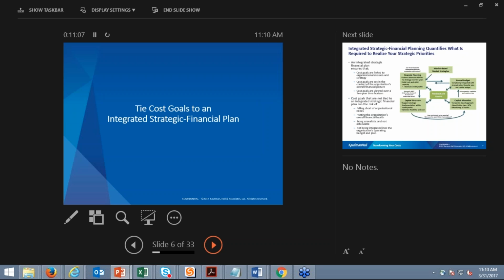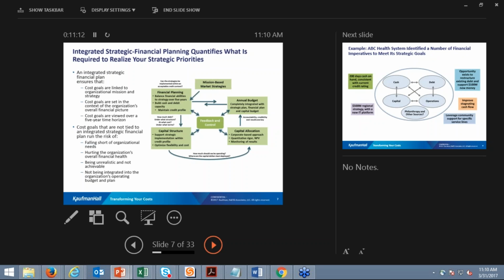So the first best practice is really to tie those goals to the integrated strategic financial plan. The reason why we want to lead off with this is because it is the Kaufman Hall point of view that this is foundational, that this is the very first step, that without a strategic plan and a long-range financial plan that supports that, any cost transformation initiatives are likely not to have a full appreciation of organizational context and are not necessarily sustainable.